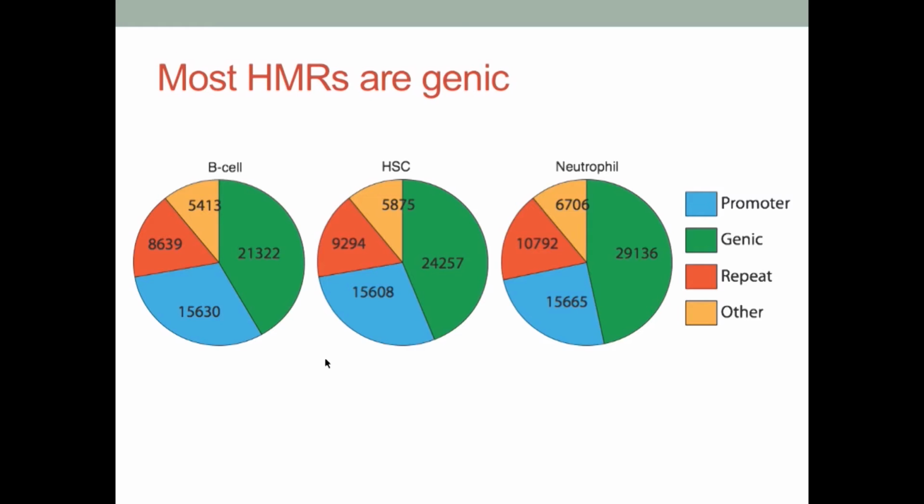If we look at the context of the HMRs that we call, we find that many are genic. Actually, many of them do overlap CpG islands, promoters, sorry. But there's actually a lot that are found outside of genes, and that's, I think, a critical point that we didn't necessarily expect.